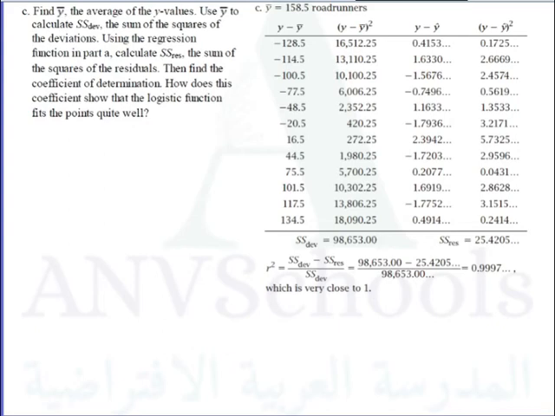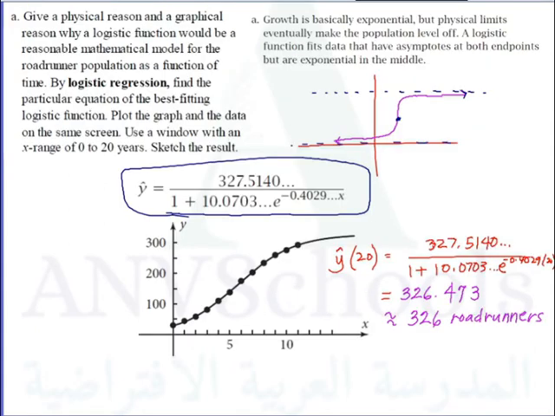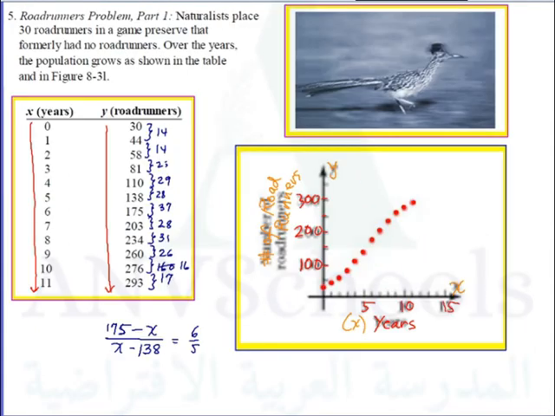So our mean is 158.5 roadrunners. How did I get the mean? Where is our table? This is our table. To get the mean for y, just add all of the y values. So let me just erase all of these things.